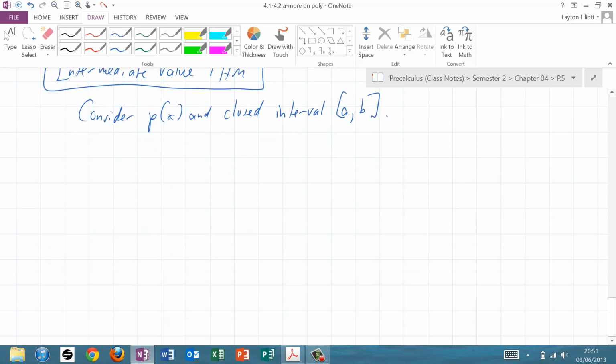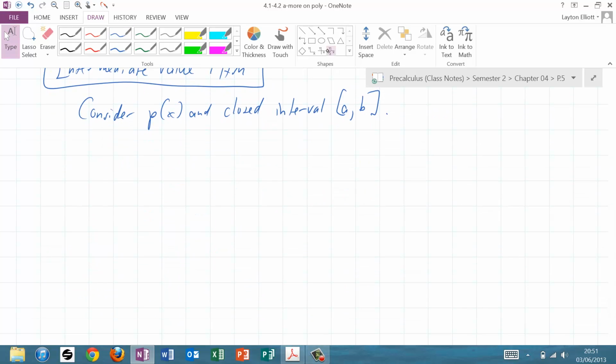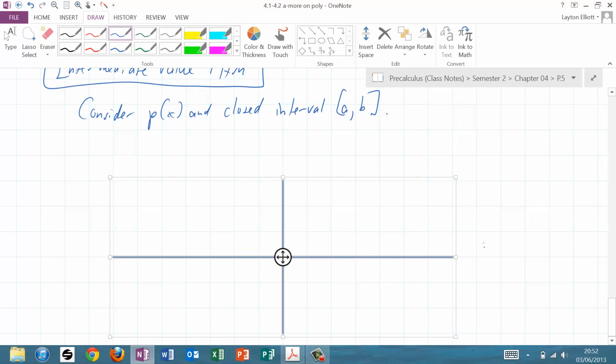So I'm going to sketch this out below so we can get a visual for what I'm talking about. Okay, here's a graph. Let's say I put an A here, and I put a B here. It doesn't matter where they are. And I'm going to put a point here, and a point here. So here's a graph that has a closed interval from A to B.